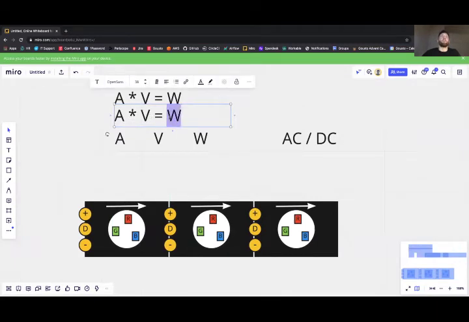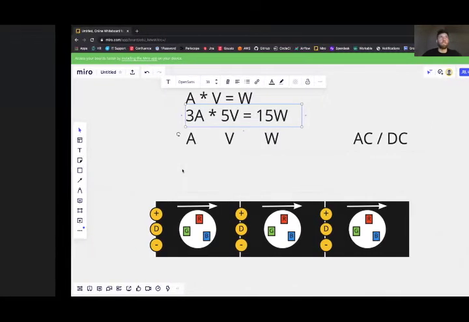Let's say we have a 15-watt LED appliance of some kind that we've created, and we know it runs on 5 volts. How many amps does it require? Well, 15 divided by 5 is 3. Okay, this is the type of calculation that we'll need to do in order to establish an understanding of the power requirements for the systems that we build.